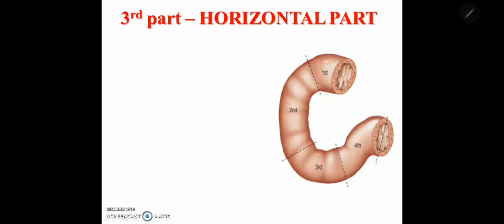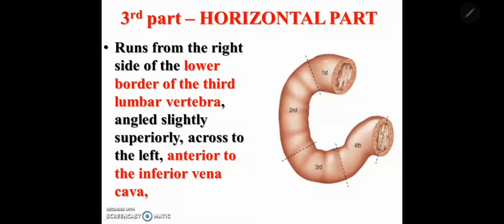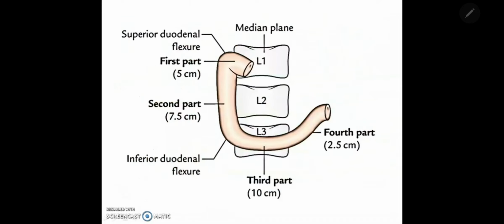And coming to the third part, that is the horizontal part, it runs from the right side of the lower body of third lumbar vertebra on the right side, angled slightly superiorly across the left, and passes in front of the inferior vena cava and abdominal aorta, the big vessels of the abdomen. You can notice here. So this is the third part, most superficial part of the duodenum. It is closely related to the anterior abdominal wall, remember that.